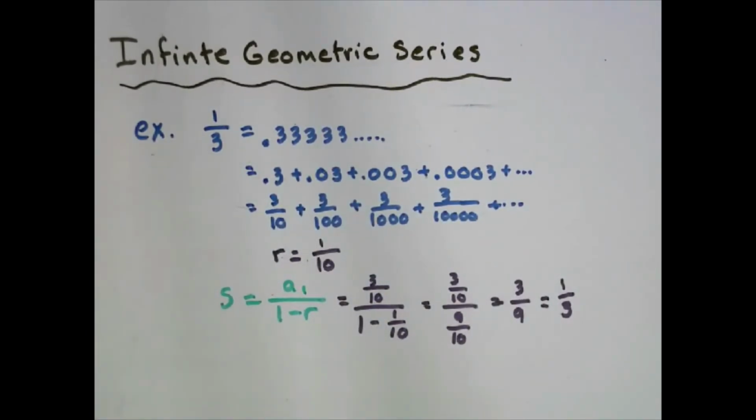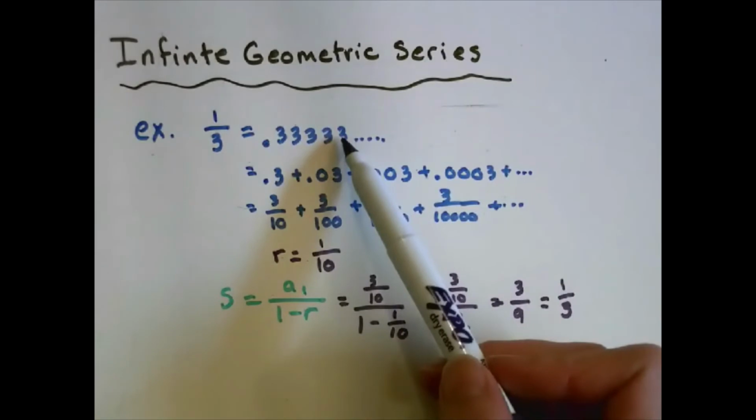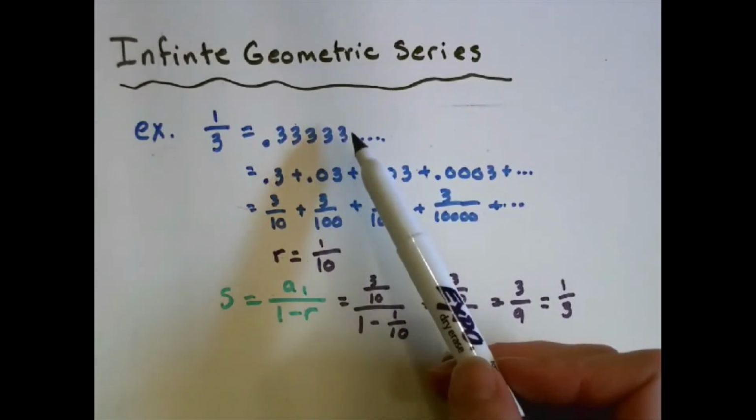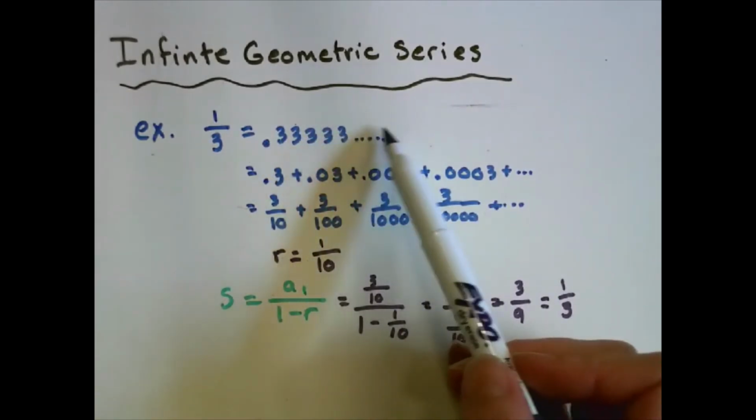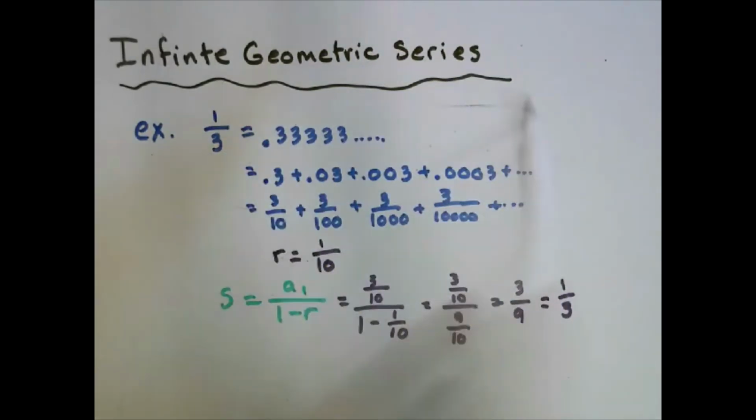So you can add an infinite number of things and get a finite sum, and the reason is because the next 3 doesn't make the previous 3 any bigger. We're just adding numbers that are smaller and smaller and smaller, so it doesn't make the overall number bigger.